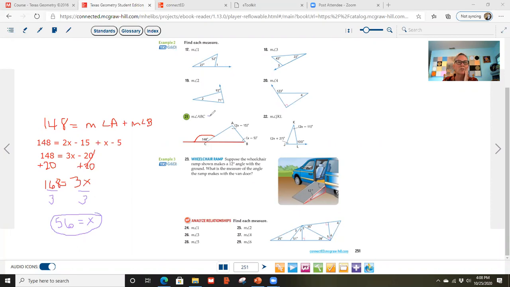Notice how they're not asking you what x equals on this one. They're asking you what's the measure of angle ABC. So angle ABC is this angle. So if I put a 56 in here, 56 take away 5, that's going to equal 51, and that is the correct answer for number 21.